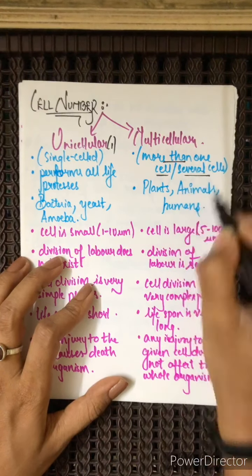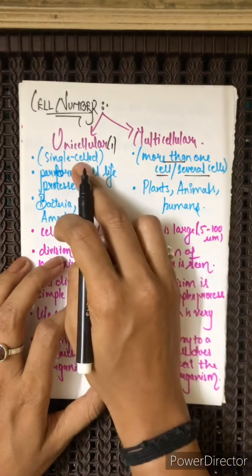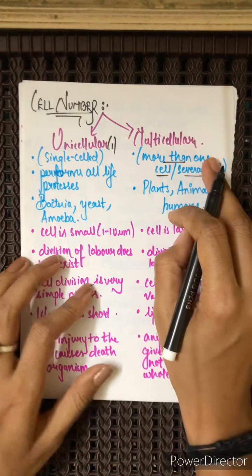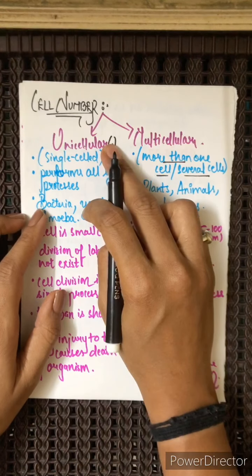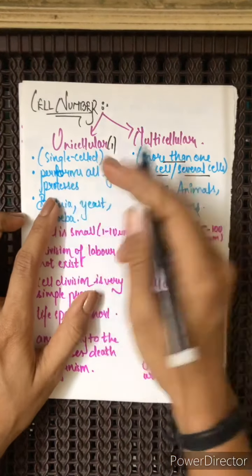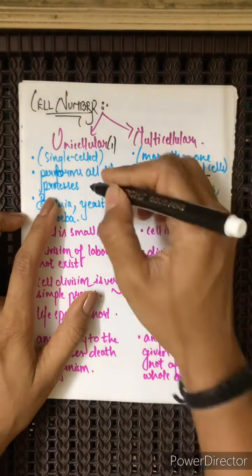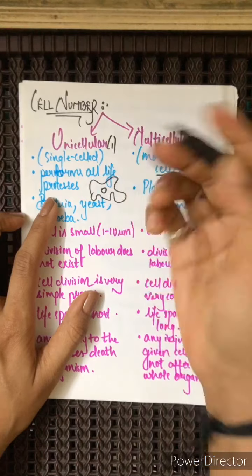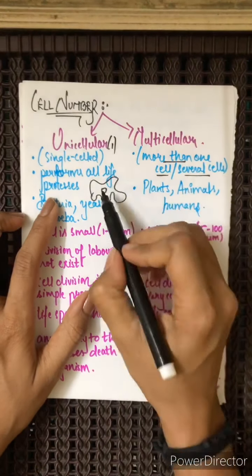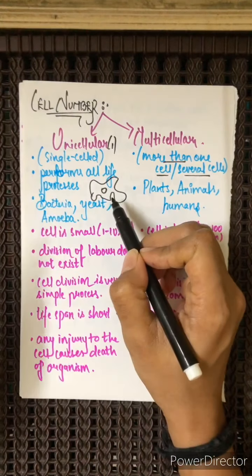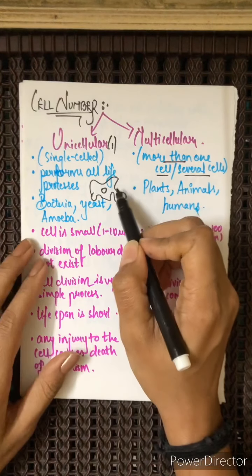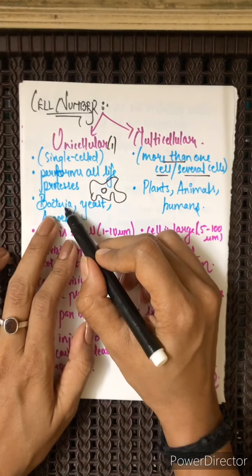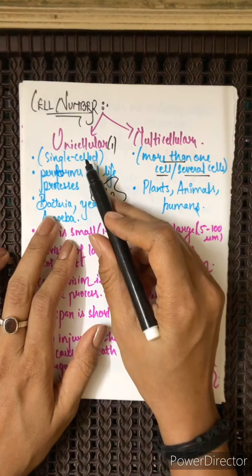Yes, or several cells. So that is single cell and more than one cell. Now talking about this unicellular organism, one cell performs all the basic activities. That is, this is the whole of the organism. The single cell is the organism wherein the single cell is going to perform all the basic activities.